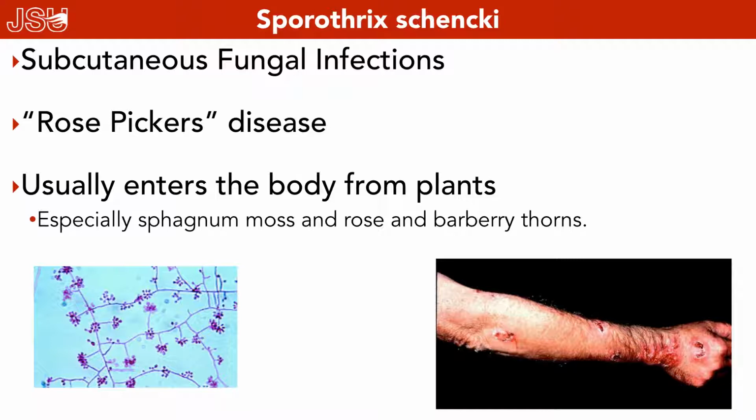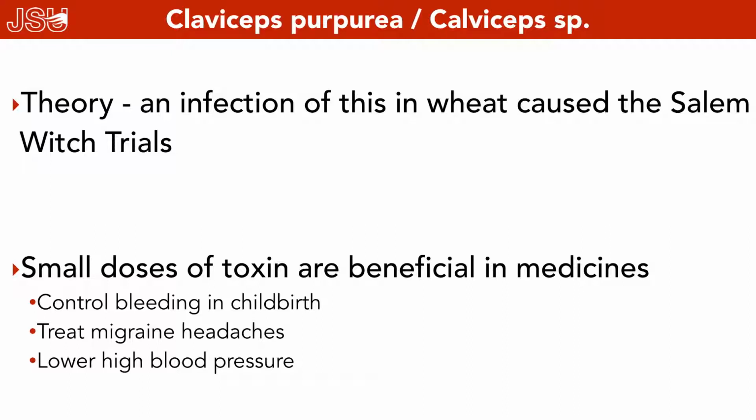Sporothrix schenckii, what does this cause? Where are you going to see Sporothrix schenckii? Where did you see this, the one we just talked about? I don't want to go back to it and give the answer away. People that do what? Landscaping, exactly. You're going to find it on rose thorns. You find it other places, but what else do we call it? Rose picker's disease. Exactly. You're going to see ulceration near the site of the prick, and then it can go internally past that.